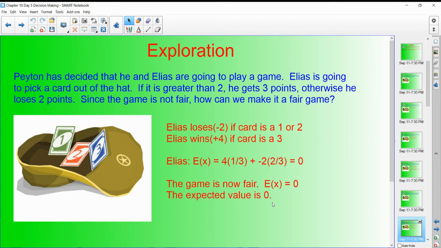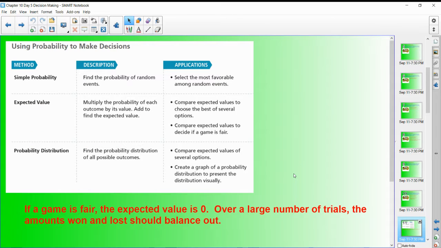One example I came up with was he loses 2 points if the card's a 1 or a 2, and he wins 4 points if the card's a 3. That way, my expected value is 0, and then the game is now fair. There's an infinite amount of ways you could have done this. So as long as the expected value of your game is 0, it's fair to both sides.